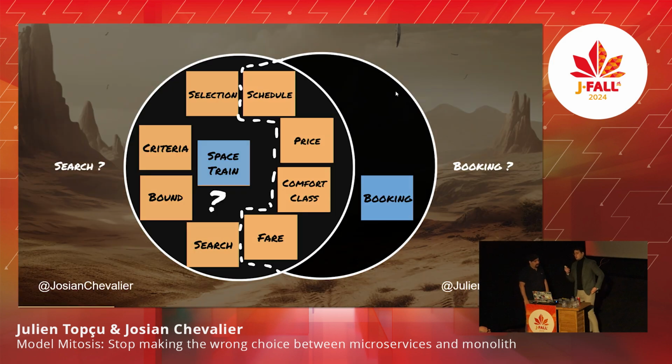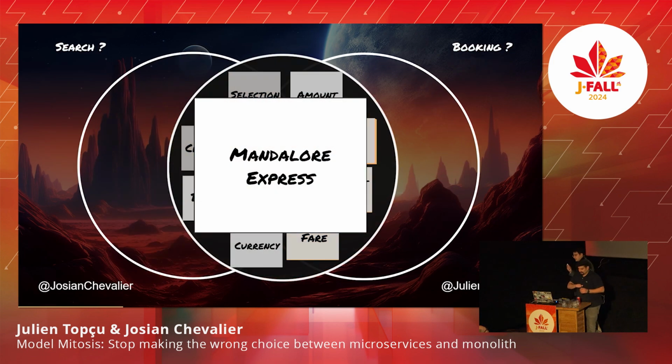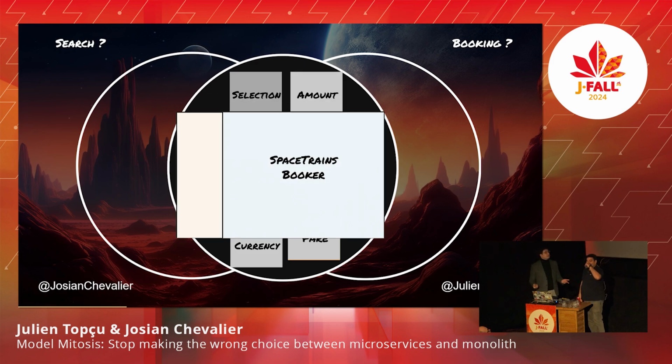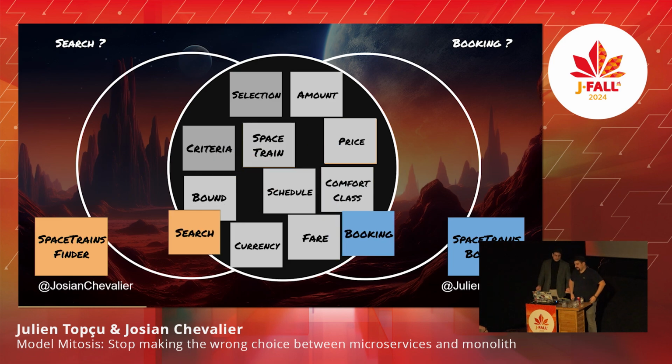So, we agree that we cannot know exactly the right boundaries between search and booking this way, so we'll go through behaviors in order to find them better. Our behaviors are implemented in the Mandalore Express domain service, so we start by splitting this between the Space Train Finder and the Space Train Booker. This shows that obviously search and booking are each used in their own domain, so we dispatch them as well.